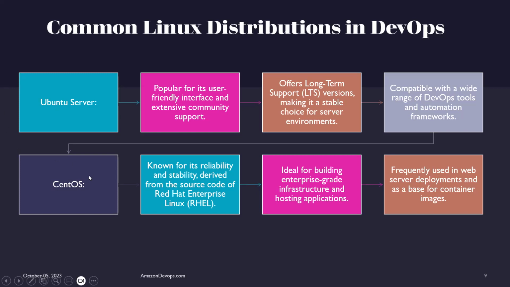Let's look at CentOS. It's very reliable, very stable. It's very important and usually ideal for building enterprise-grade infrastructure and hosting applications. It is used especially in web server deployment, and also is very important when we are running containers. Again, those are concepts we'll see later on.